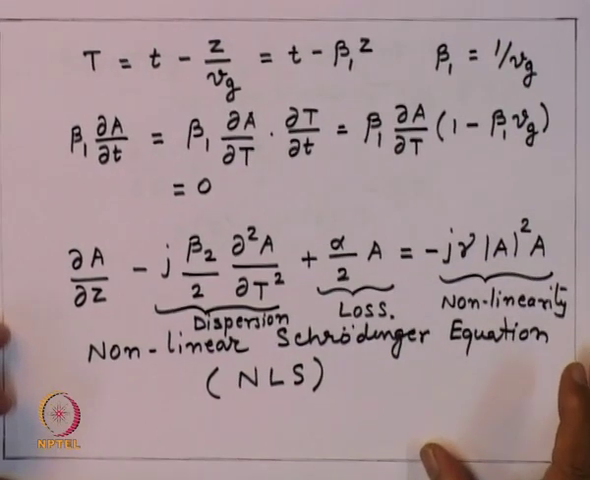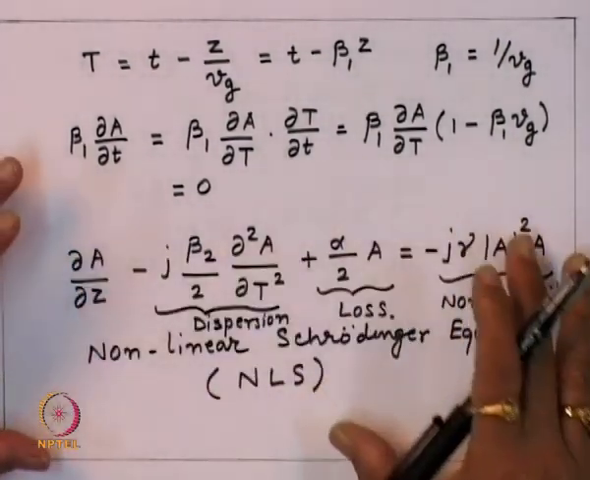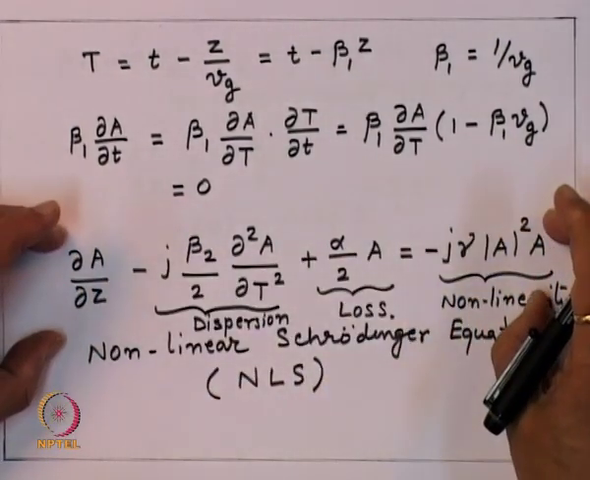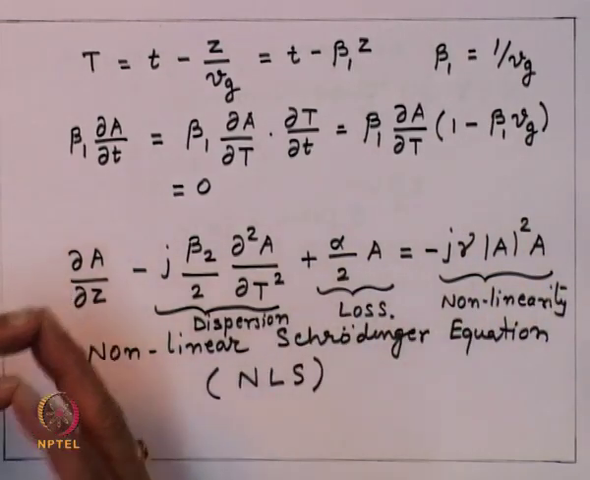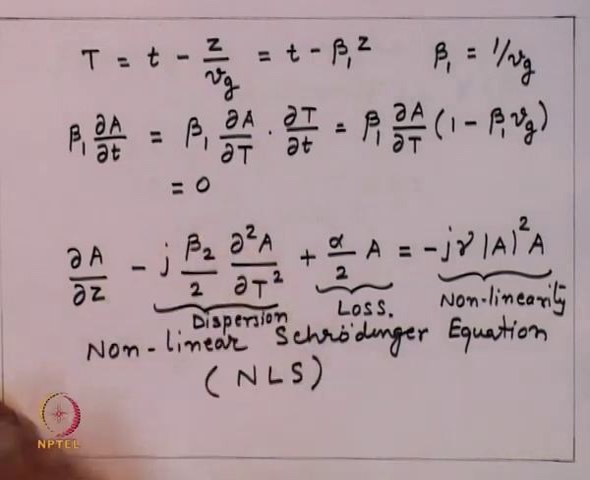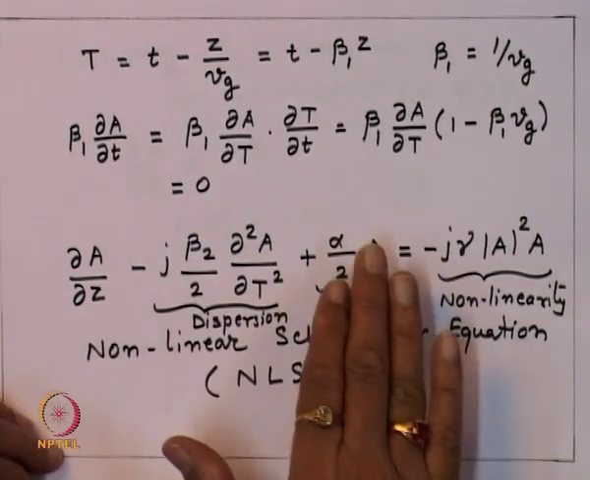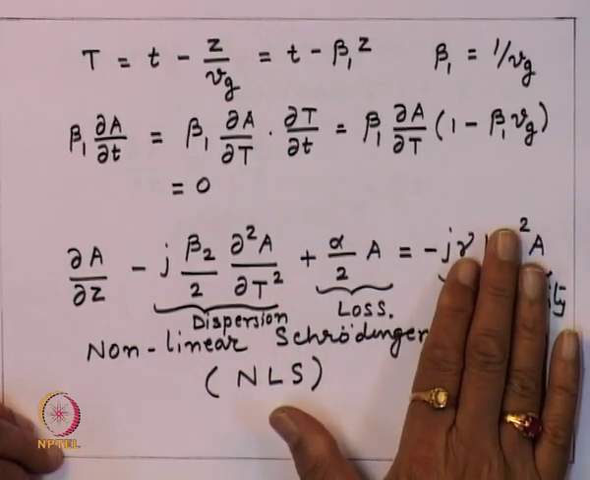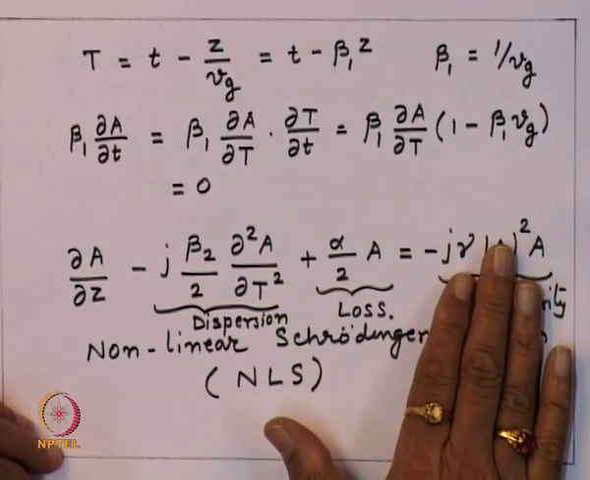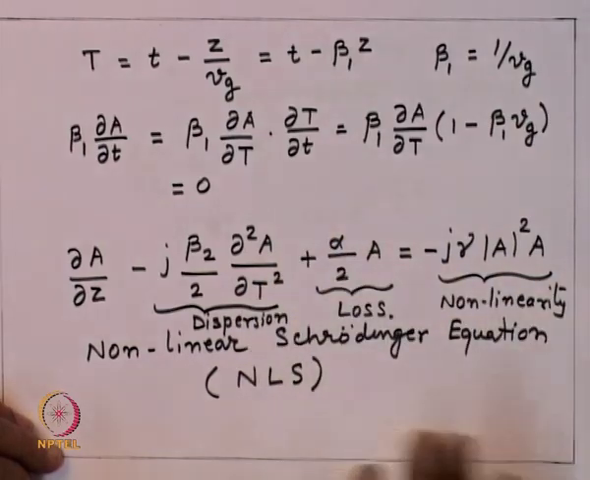So, now what we are saying is that this nonlinear Schrodinger equation which we have got takes into consideration the effect of dispersion on the pulse evolution, it takes into consideration the loss on the optical fiber, and it also takes into consideration the nonlinear effects on the evolution of the pulse.